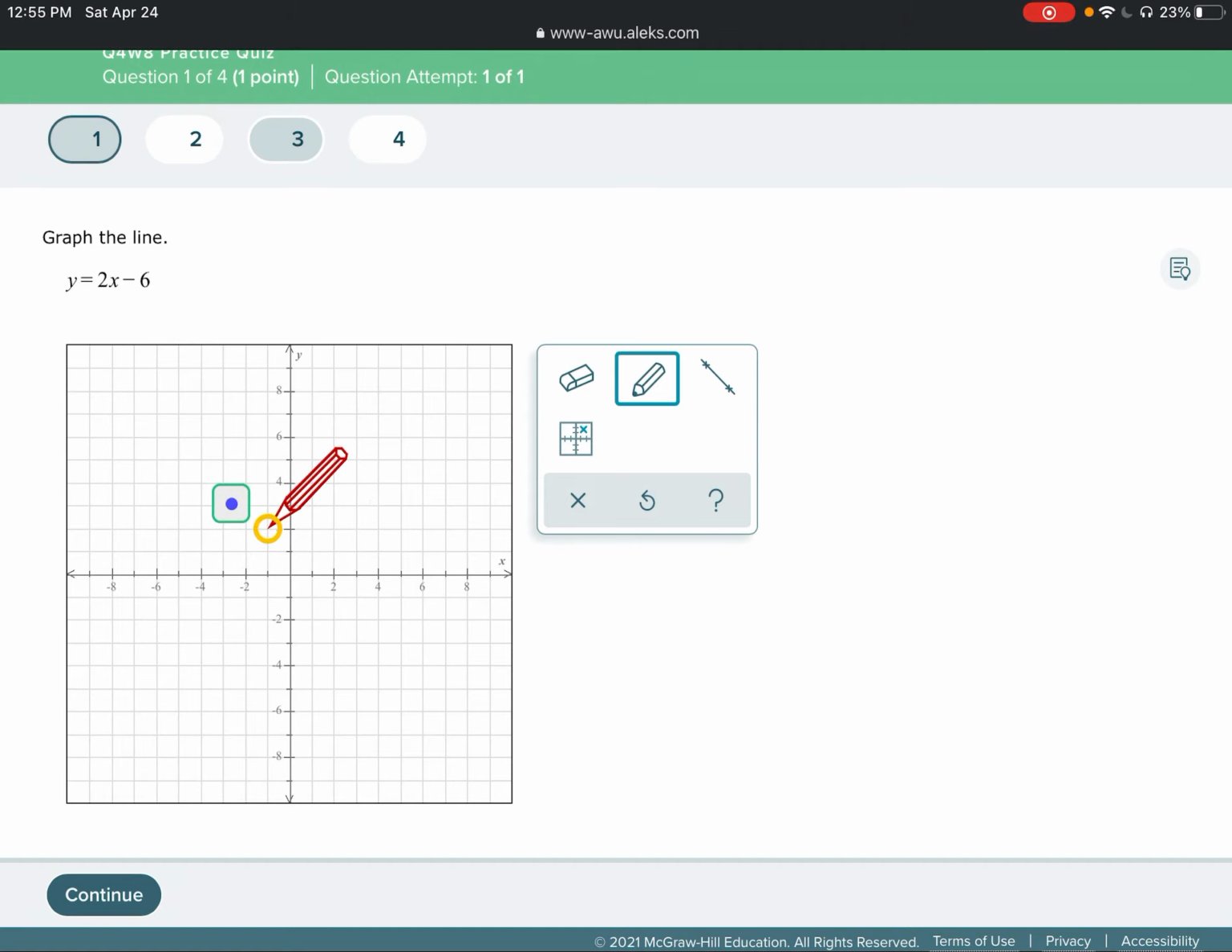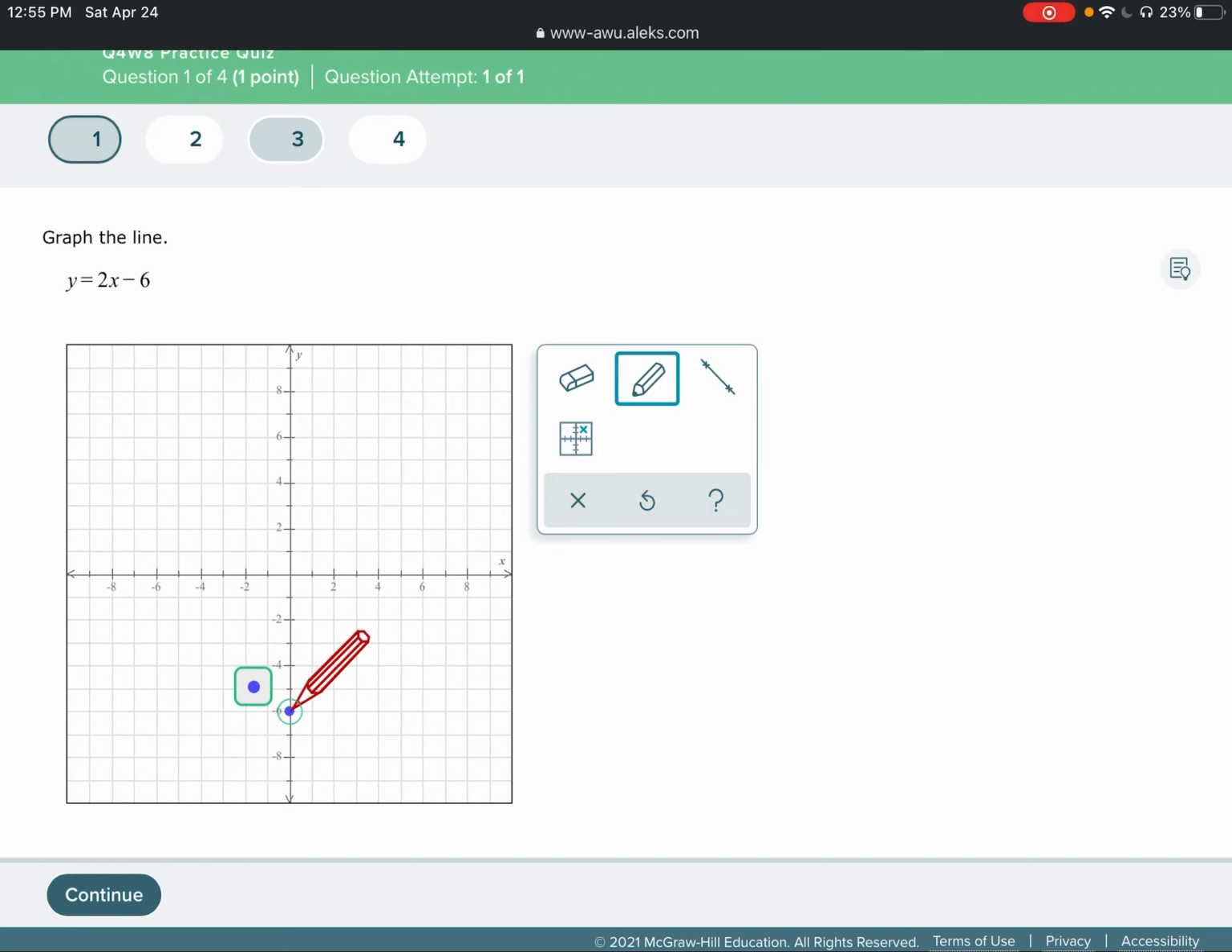See how this says y right here? On this line is where you're going to plot your first number. It's negative 6, so I'm down here at negative 6, and I plot my first number. Okay, that's the first thing you do. Don't start with the 2. Start with the number that's hanging out by itself.